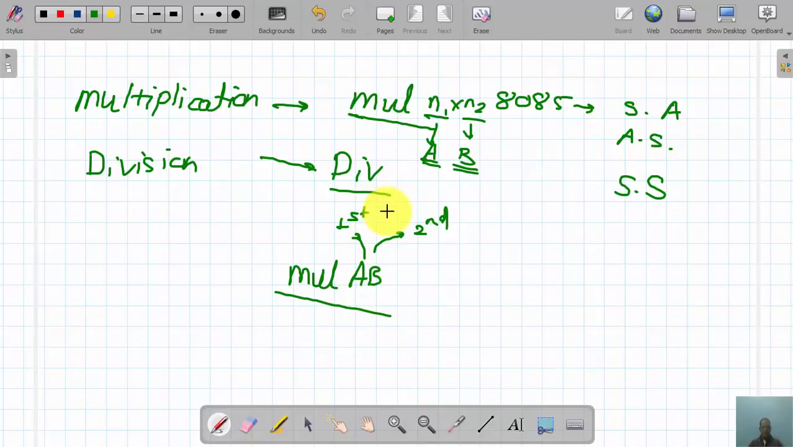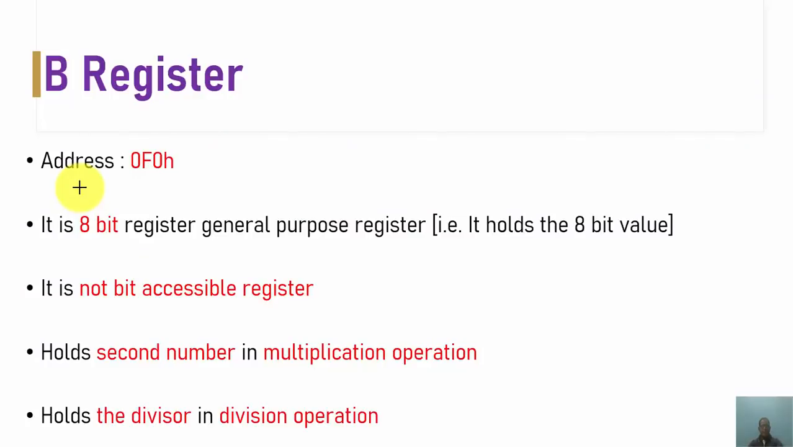And both these numbers are what? Mainly 8-bit numbers, as the capacity of both A and B is an 8-bit byte here. Fine. So while performing multiplication, the first number should be in the accumulator and the second number should be in the B register. And while performing division, the divisor should be present in the B register.